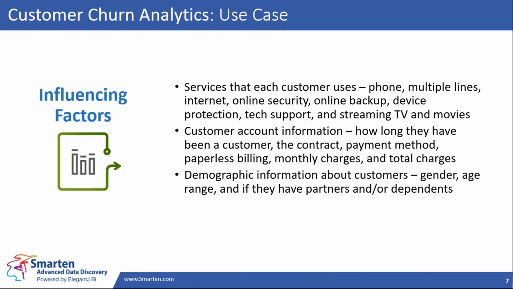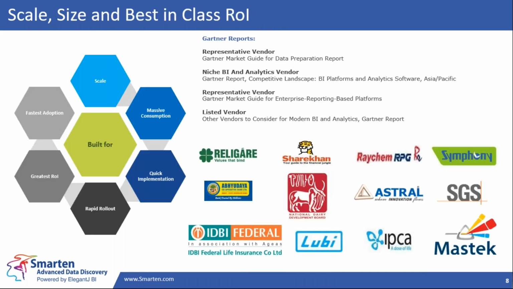Perhaps from that we can define some pattern, whether they are into paperless billing or online transaction, are they paying monthly charges, and how much charges so far the customer has paid. So these are some of the influencing factors, but it is not limited to this. You can choose your influencing factors, and other information could be demographic information, maybe gender may have impact, age range, if they have partners and dependents or not, etc. So those would be the use case.